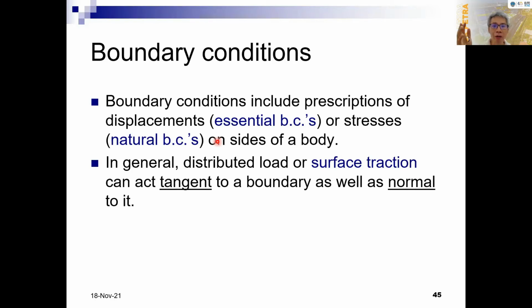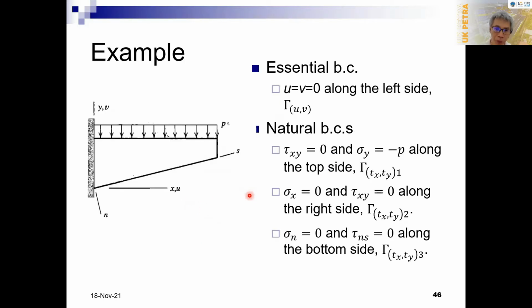Okay, now we are going to focus on the force boundary conditions. Force boundary conditions, the external force should be in equilibrium with the internal stress. So we are going to discuss that now. So in general, distributed load or surface traction can act tangent. So this is the force on the body, okay, on the boundary. Now we can resolve into tangent direction and normal direction.